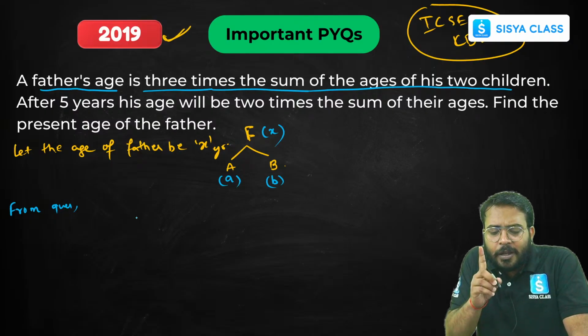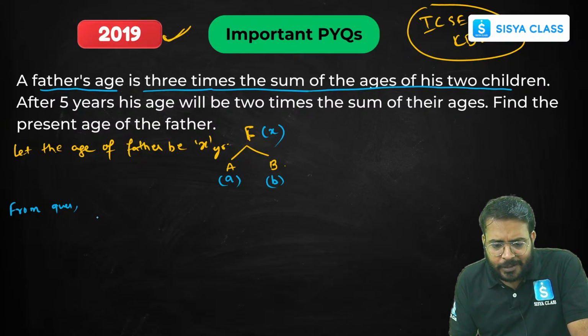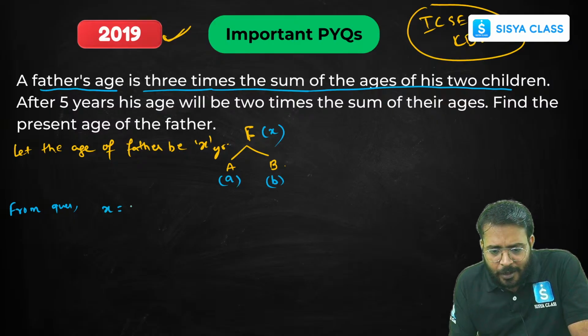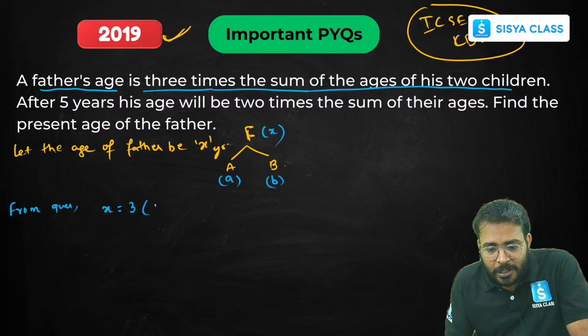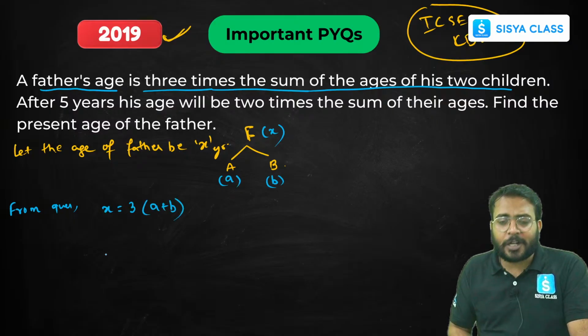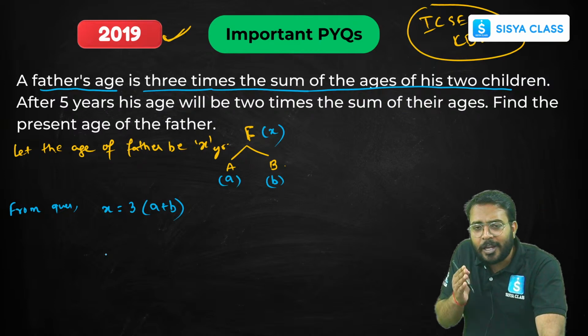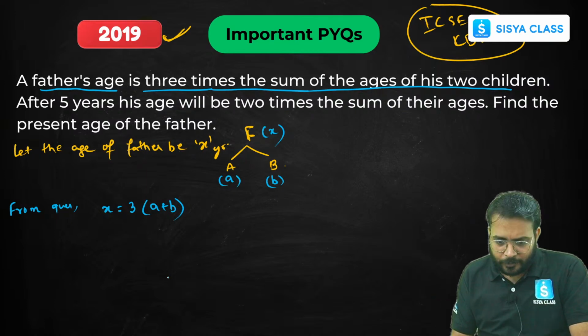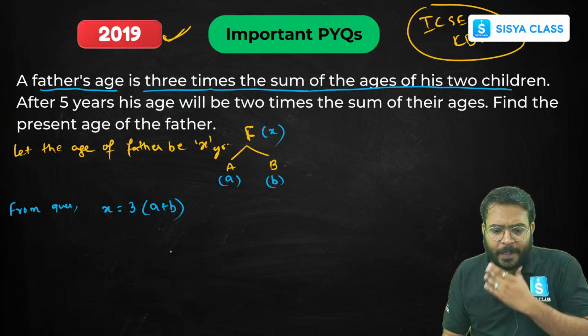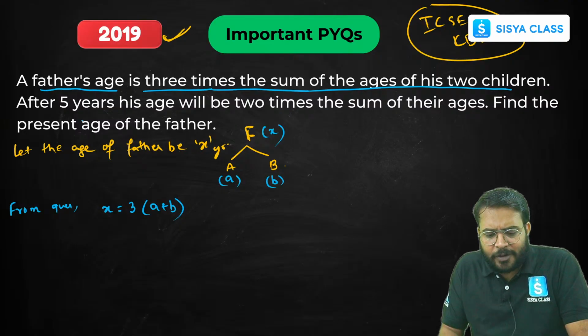That means X, the father's age, is X now. He is how much? 3 times the sum of the ages of his children, yes or no? That means X is nothing but 3 times (A plus B), okay. After this, what they are saying is: after 5 years.